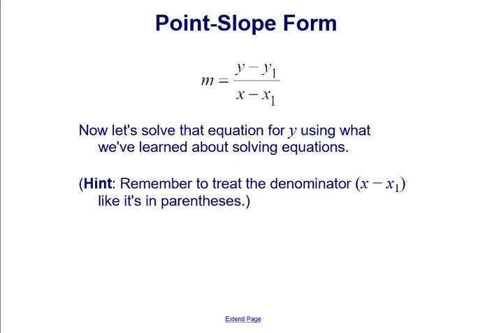Now let's solve that equation for y using what we've learned about solving equations. And hint, remember to treat the denominator of x minus x1 like it's in parentheses. What would we have to do to isolate that variable y? Well, the first thing we would have to do, if it's dividing by that quantity, that denominator of x minus x1, we would have to multiply both sides of the equation by x minus x1.